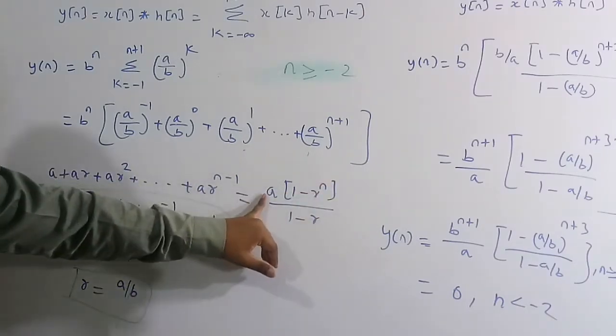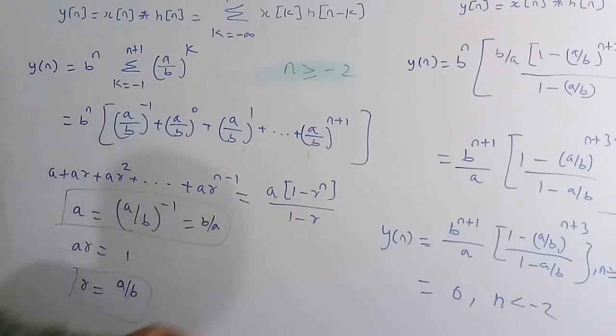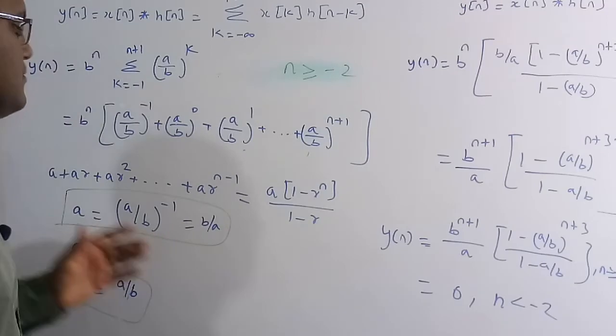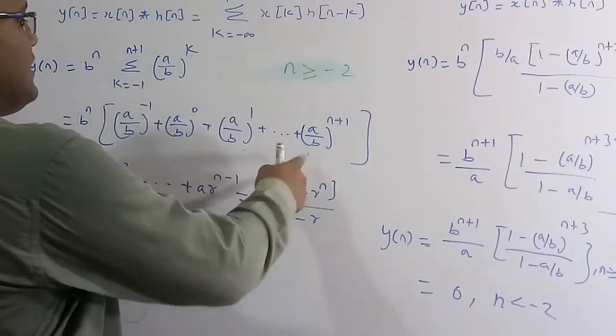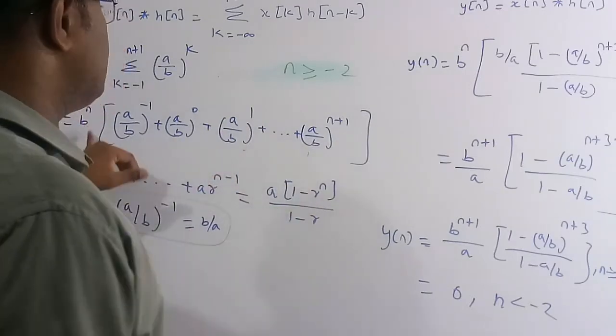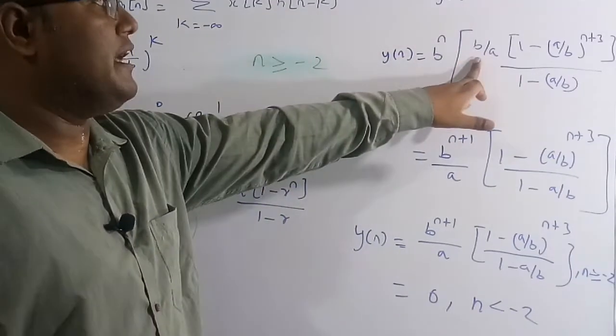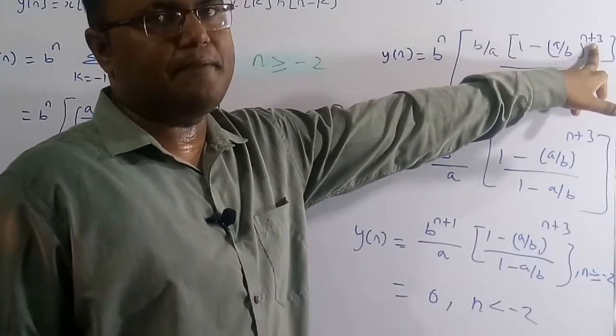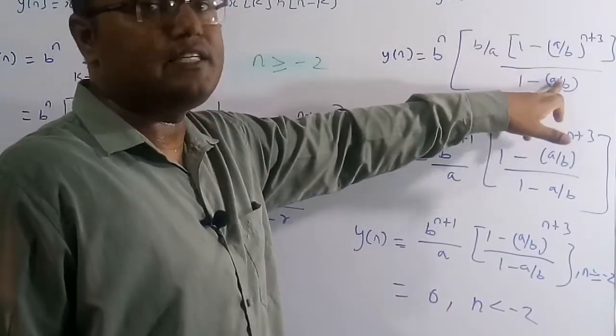You know the value of the initial term. Initial term is b by a, and the ratio is nothing but a by b. And here n is nothing but the number of terms in this expression. So in this question the number of terms is n plus 3. So substitute everything here. So b to the power of n is common. The initial term is b by a, 1 minus r is a by b, whole to the total number of terms in the expression, n plus 3, and here 1 minus r, r is nothing but a by b.